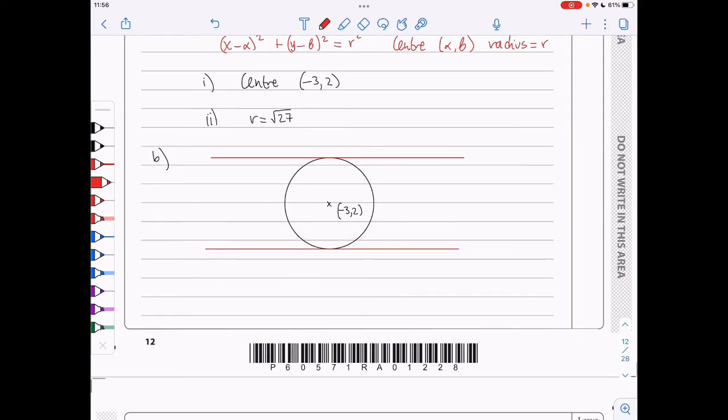We already know that the radius is root 27, so we know that this distance here is root 27, so it's easily seen that to reach k, we either need to go root 27 above the y coordinate of the center of the circle or root 27 below it. So we simply have to say that k is 2 plus or minus root 27.